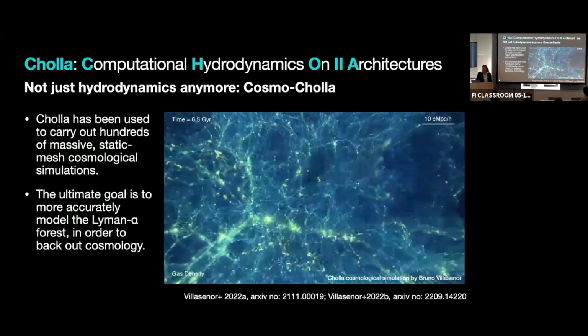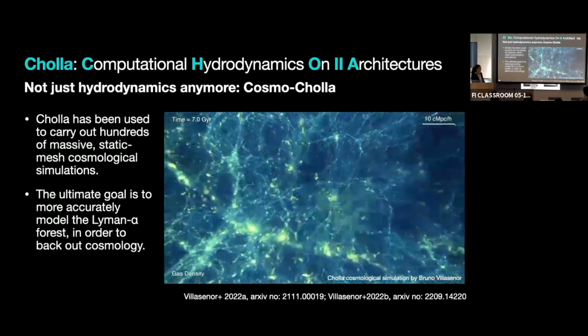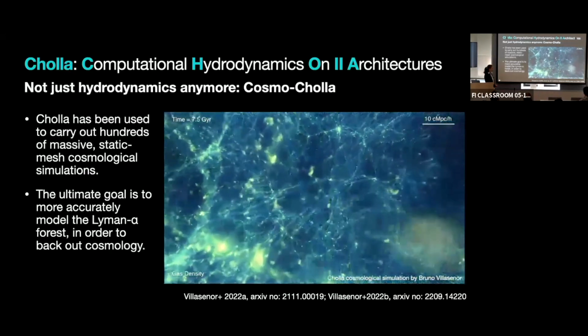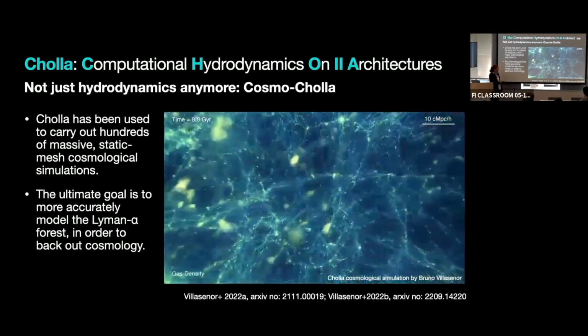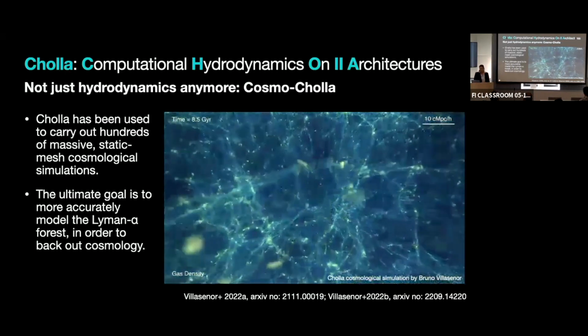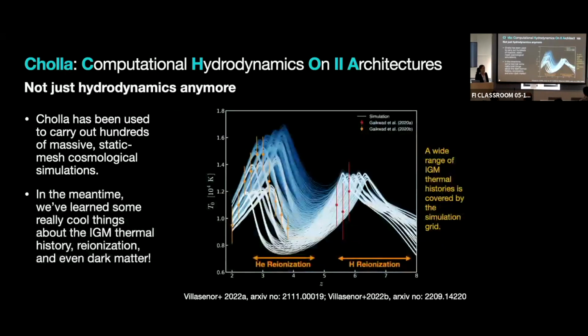In the course of this project, Bruno, who has graduated now, wrote papers that constituted his thesis. He discovered some really cool things. For example, Bruno was able to basically brute force come up with a model for hydrogen and helium reionization heating that matches the best available data.